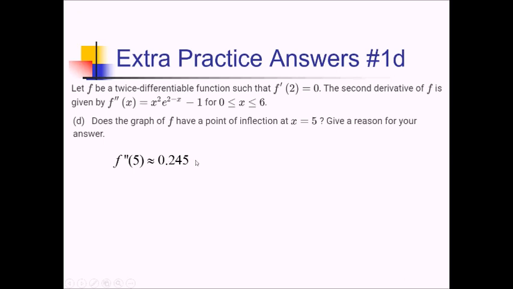Okay, well, that's not 0, and it certainly is not undefined. It's definitely defined. So it appears we do not even have a critical point for f double prime at x equals 5. Since we don't even have that much, forget about a sign change, we don't even have a critical point to change signs around, therefore f does not have a point of inflection at x equals 5.